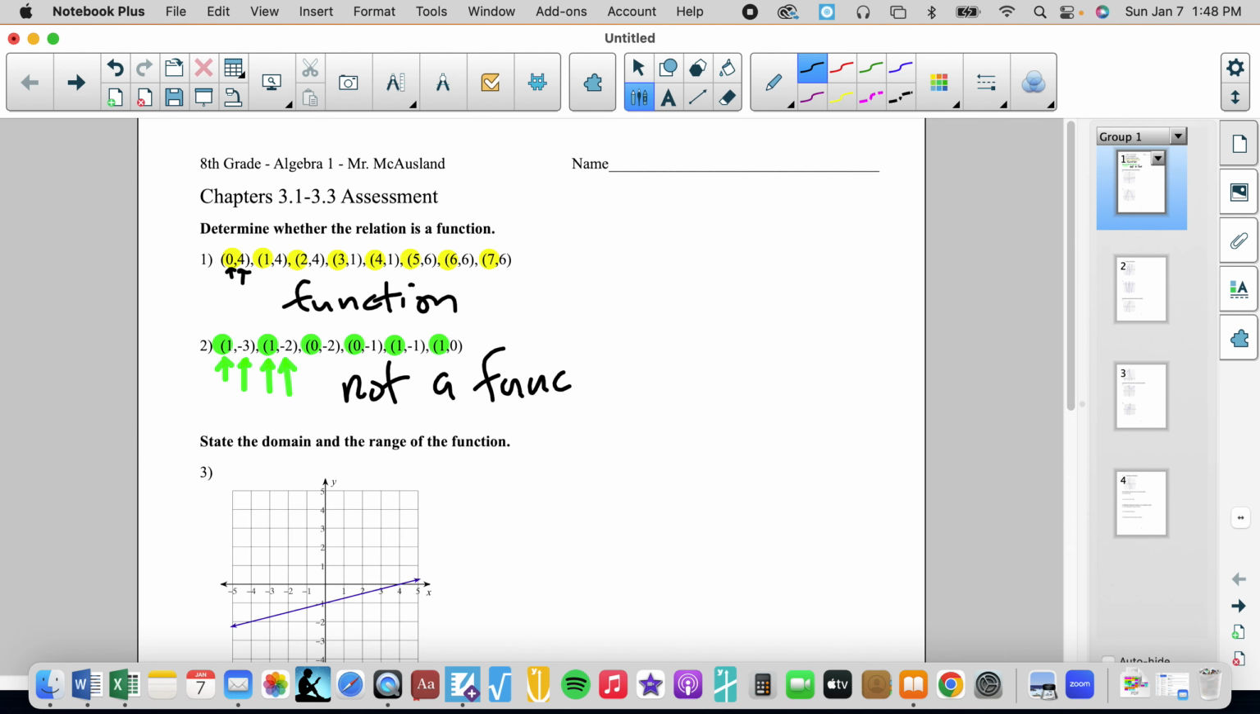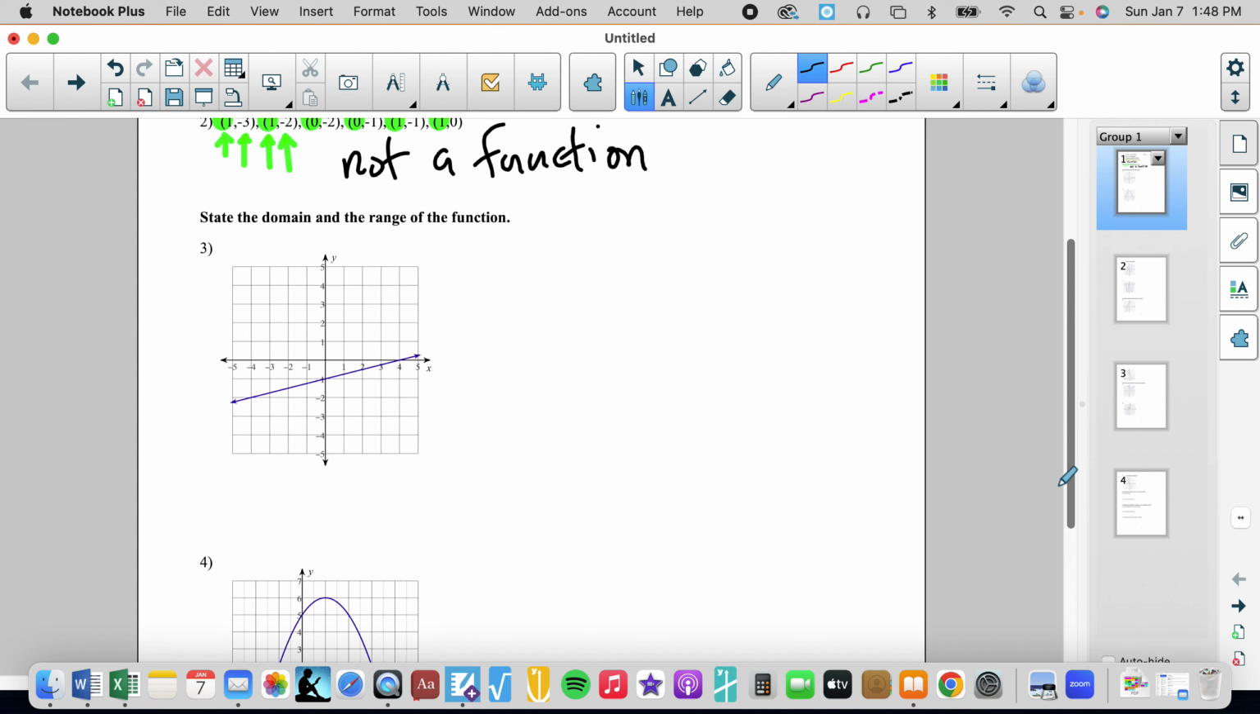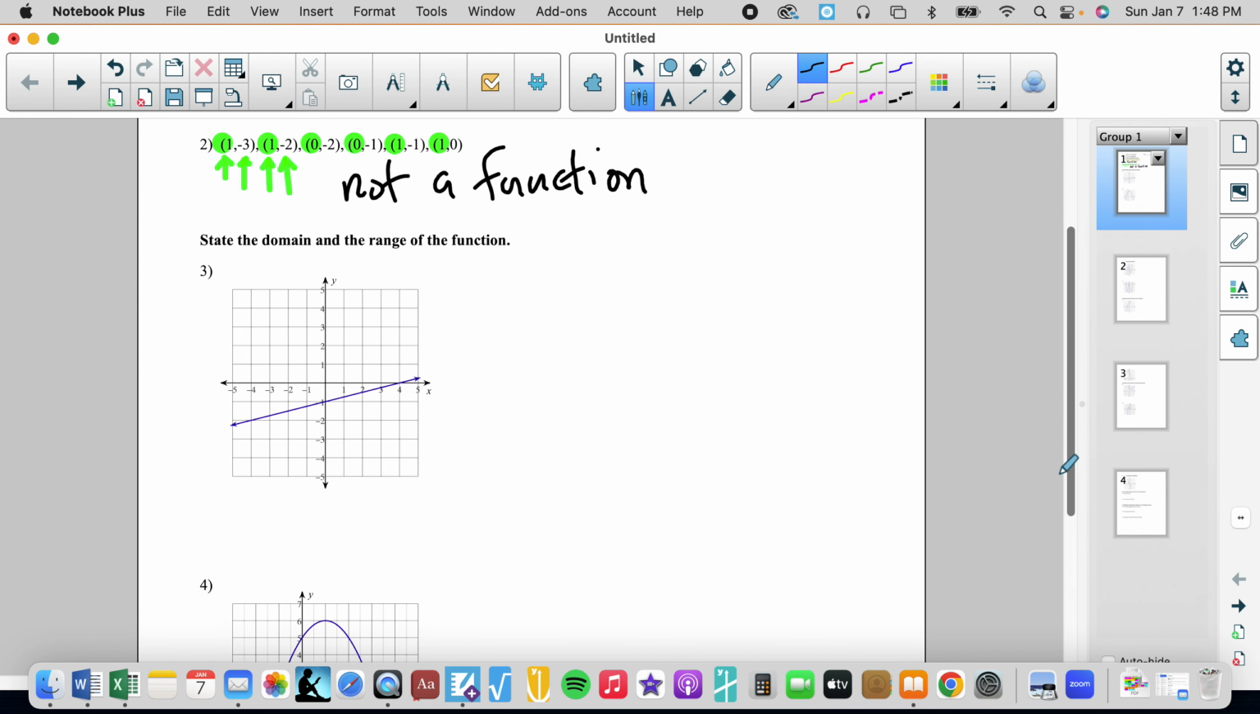So it has nothing to do with slope. It has nothing to do with any other thing other than your inputs and your outputs. So we're just going to look at the inputs. We're going to look to see if the input repeats. If it repeats, does it produce the same output? So it's not that it can't repeat. It just can't produce two different outputs.